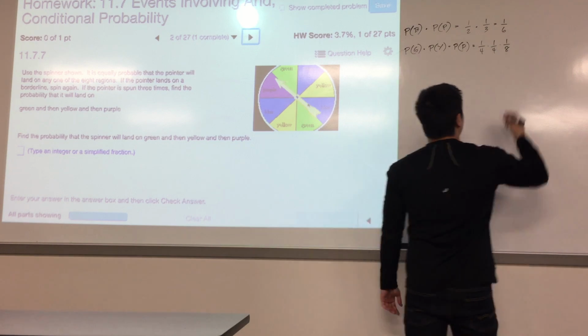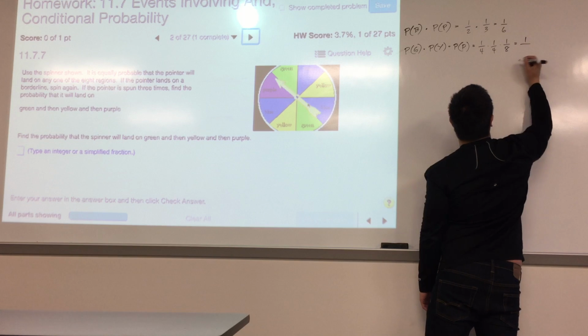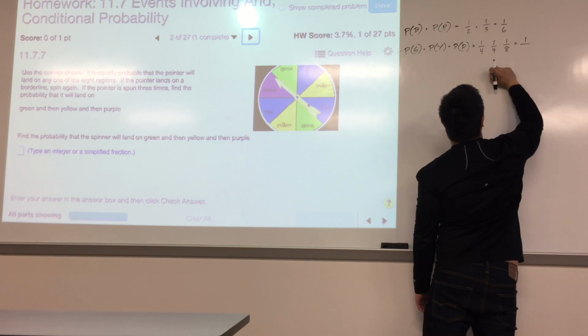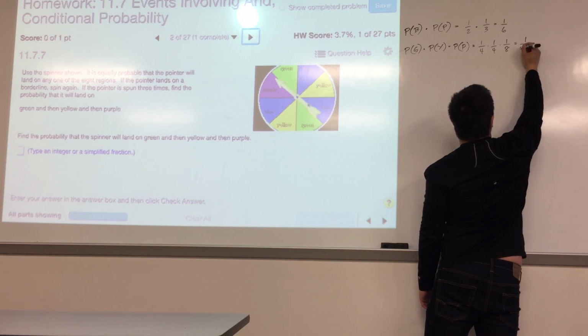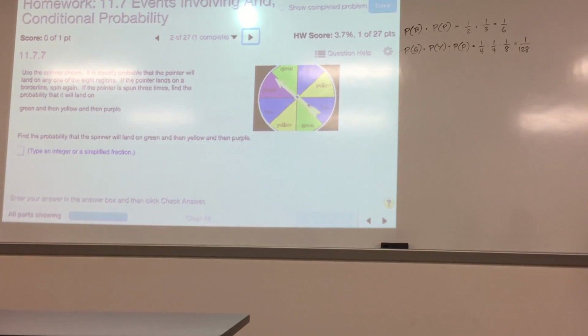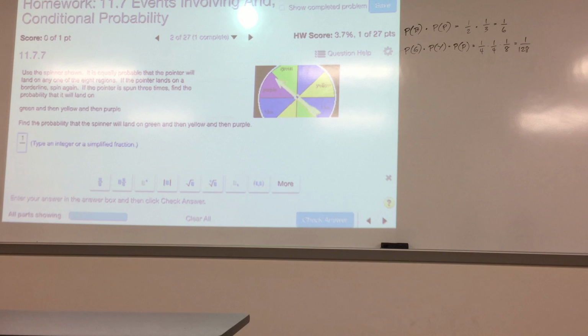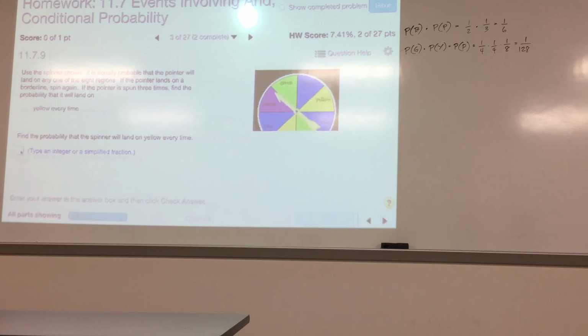Your answer is the product of those. 1 times 1 times 1 is 1 for the numerator. 4 times 4 is 16. 16 times 8 is 128. Okay, good. There you go. Does that make sense, everybody? I'll type it in just to make sure so you can see. Got it? So it doesn't have to be 2 times or 3 times. It could be multiple times. You just find the individual probabilities.